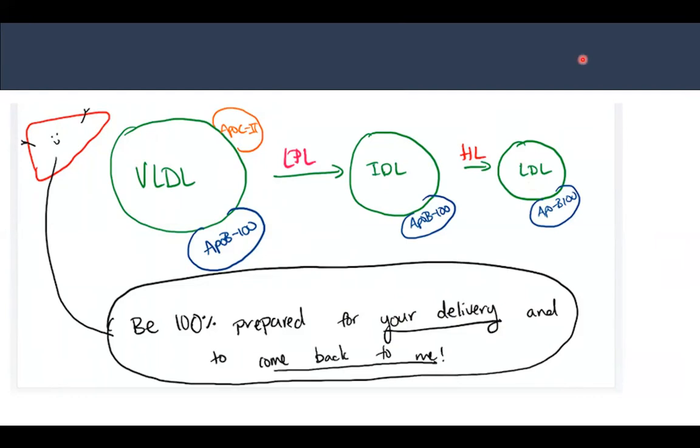Okay, somebody asked a question about my chat box. Oh my God, sorry, my chat box is glitching.